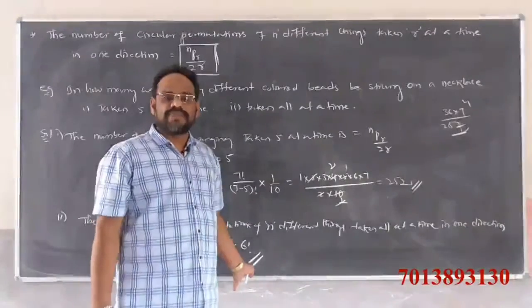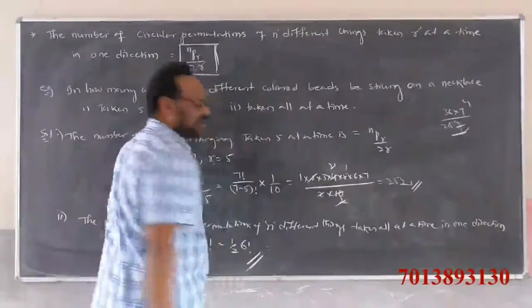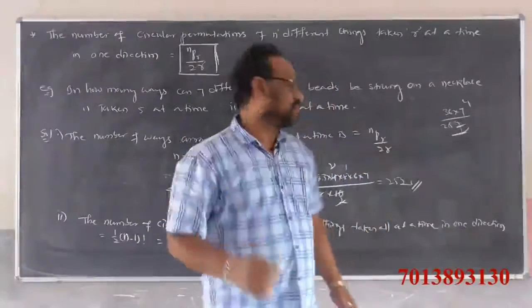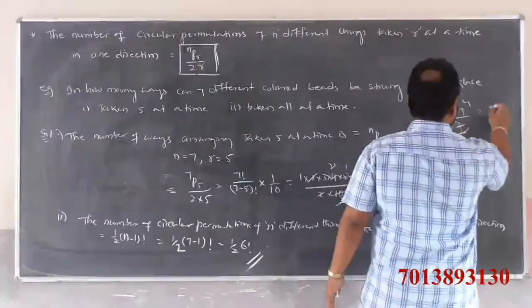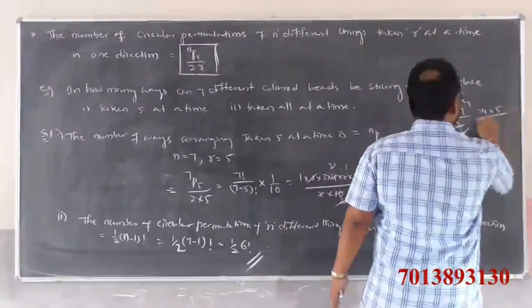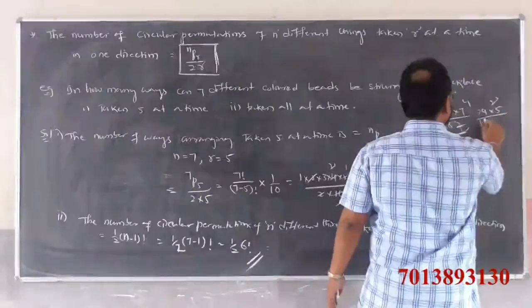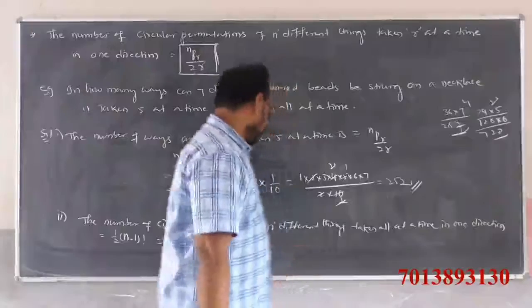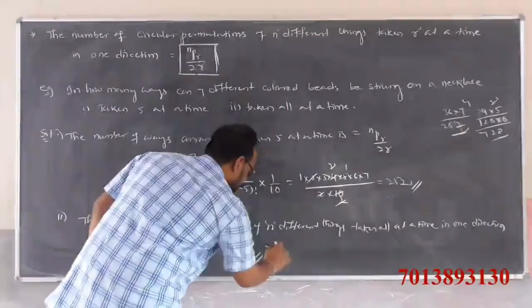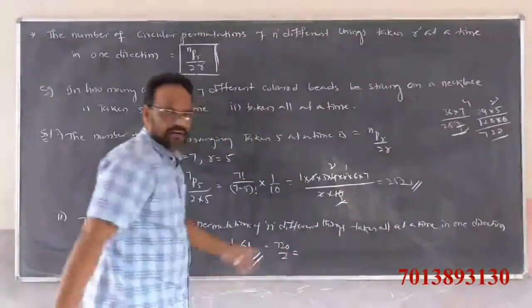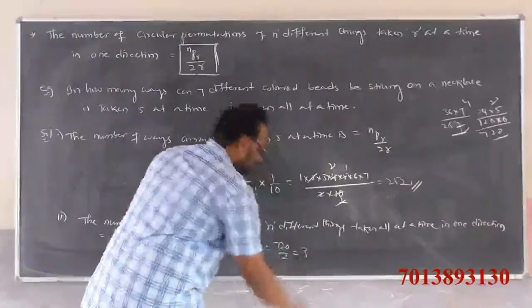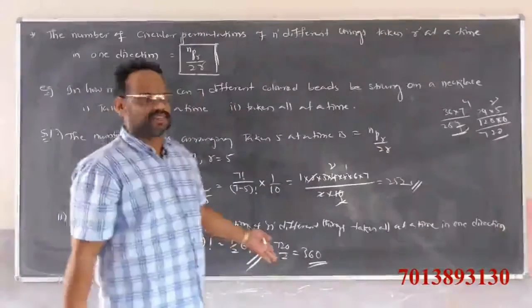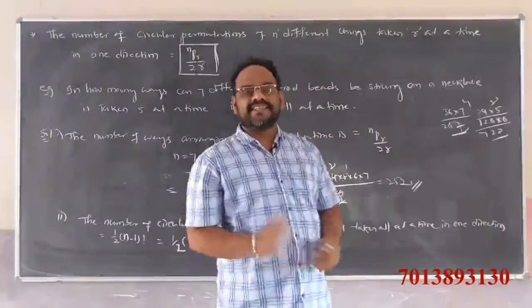We know that 6 factorial is 1 into 2 into 3 into 4 into 5 into 6, which is 720. So 720 by 2 gives 360. The number of arrangements is 360.